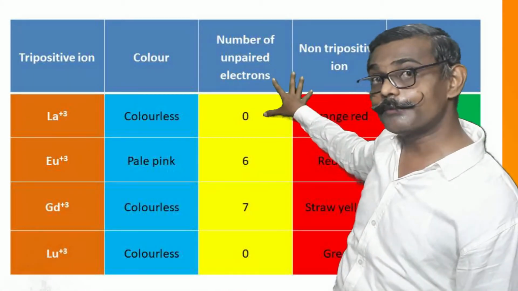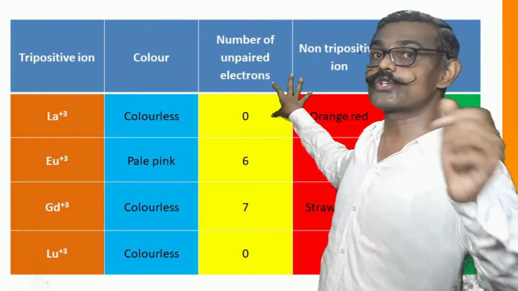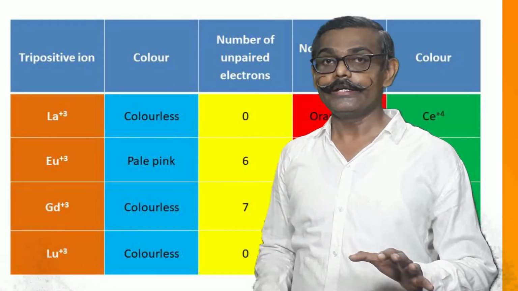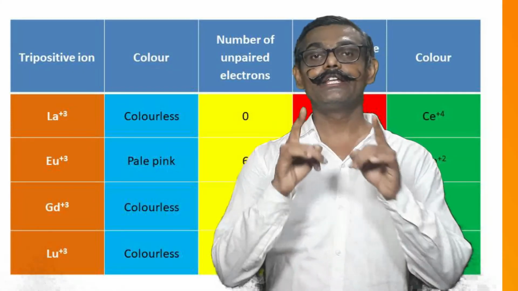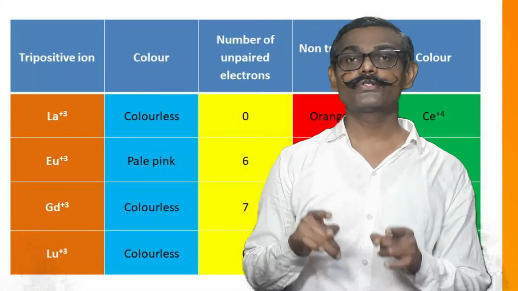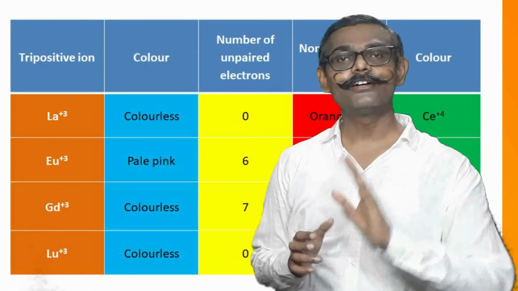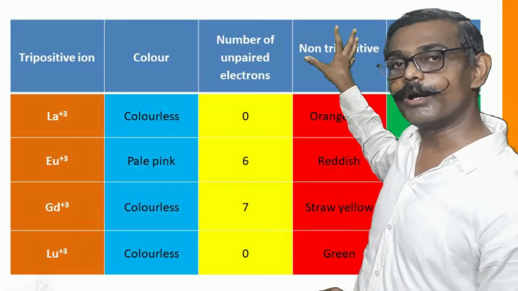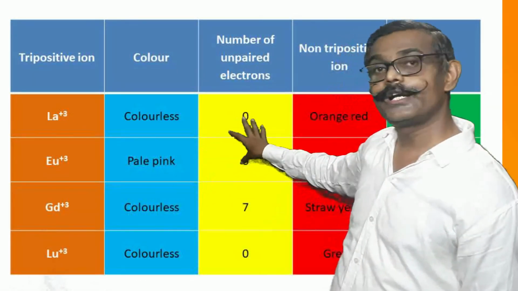Now from this table, whatever conclusion we have sought out will be in the problem. So it will be wrong to say that the number of unpaired electrons decides the color of the species. That was our point number 4. So what is point number 5?